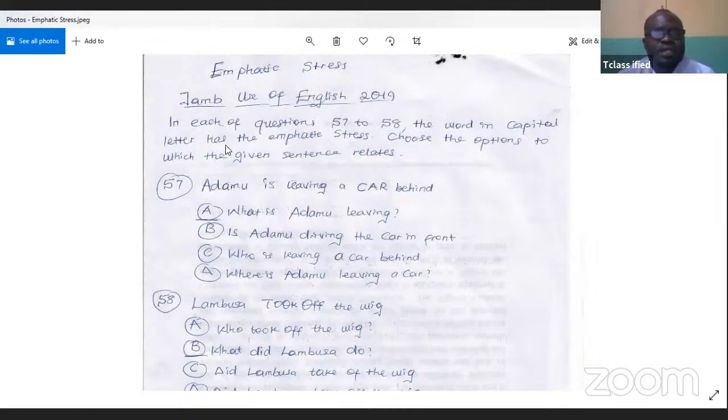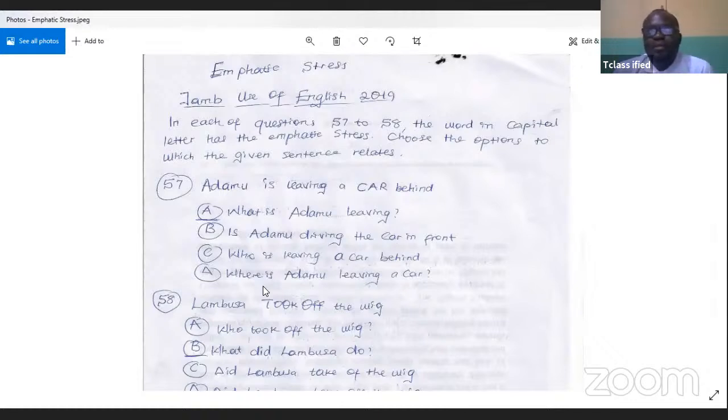Okay. The question says, in each of the questions 57 to 58, the word in capital letter has the emphatic stress. Choose the option to which the given sentence relates. So the question says, Adamu is leaving a CAR behind. And the stress word here is car. You can see that because it's in capital letter. So what should be the answer? Is it A, what is Adamu leaving? B, is Adamu driving the car in front? Option C, who is leaving a car behind? Option D, where is Adamu leaving a car?